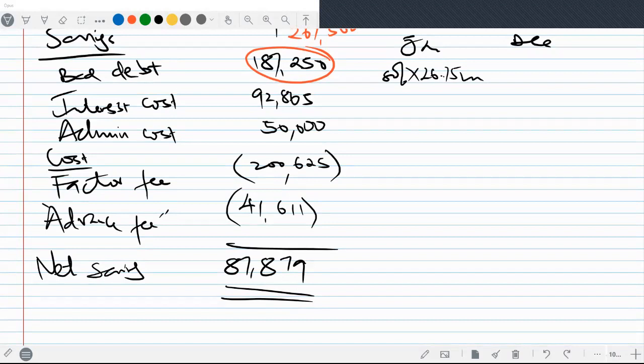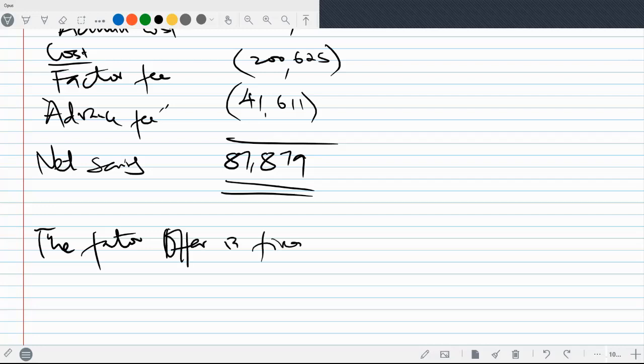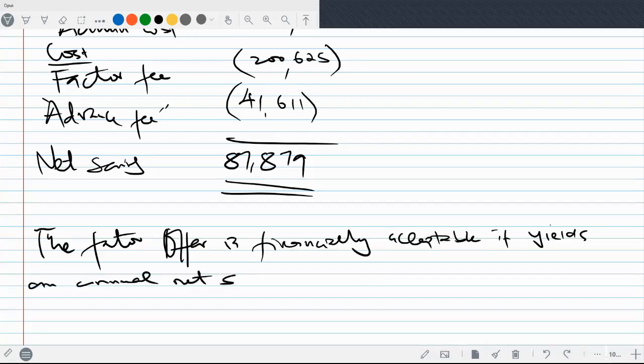Of course, you make a comment when you've done the analysis. Advise the company whether the offer is financially acceptable. Yes, it is. The factor offer is financially acceptable since it yields an annual net saving. You can even mention the amount of 879. Simple as that.